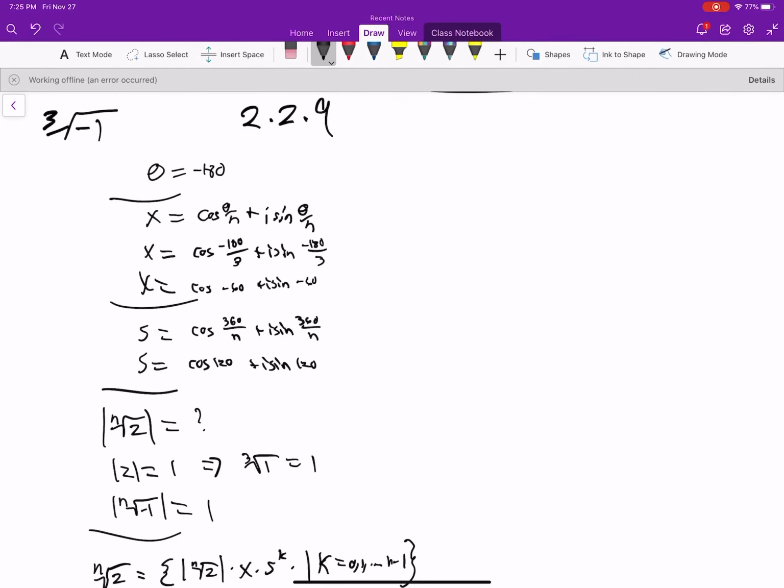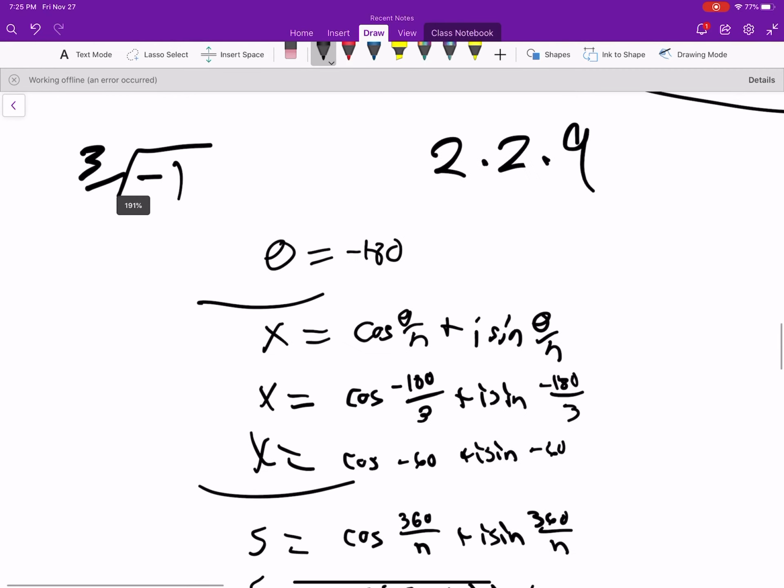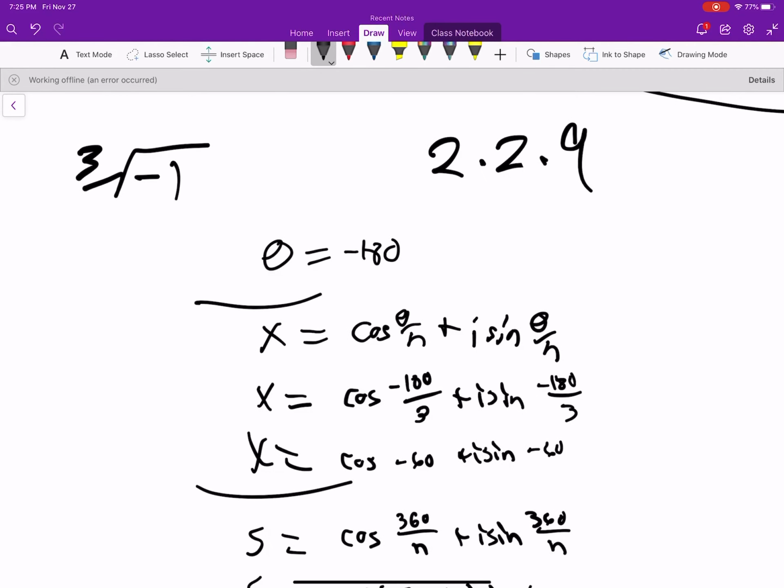Okay, 2.2.9. I looked up the answer in the back of the book, and I think it's wrong because I checked with Wolfram Alpha, and it agrees with me. So let's get into it. So theta is going to be 180 degrees because we're looking at the angle for this one.